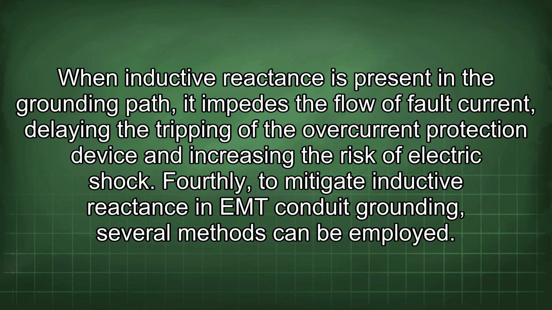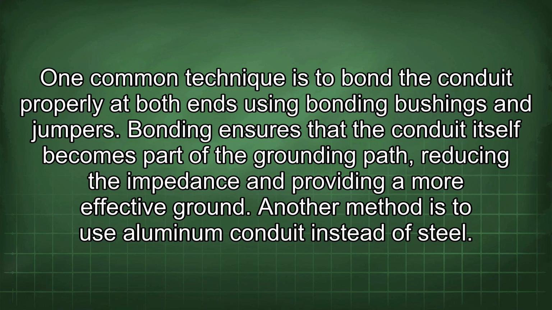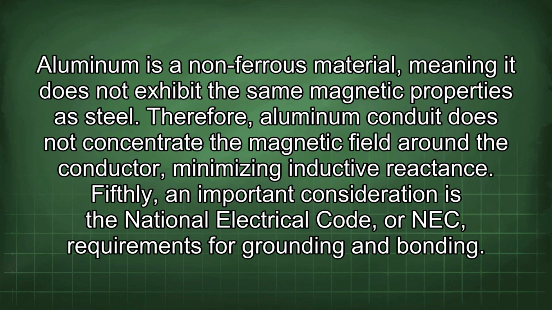Fourthly, to mitigate inductive reactance in EMT conduit grounding, several methods can be employed. One common technique is to bond the conduit properly at both ends using bonding bushings and jumpers. Bonding ensures that the conduit itself becomes part of the grounding path, reducing the impedance and providing a more effective ground. Another method is to use aluminum conduit instead of steel. Aluminum is a non-ferrous material, meaning it does not exhibit the same magnetic properties as steel. Therefore, aluminum conduit does not concentrate the magnetic field around the conductor, minimizing inductive reactance.